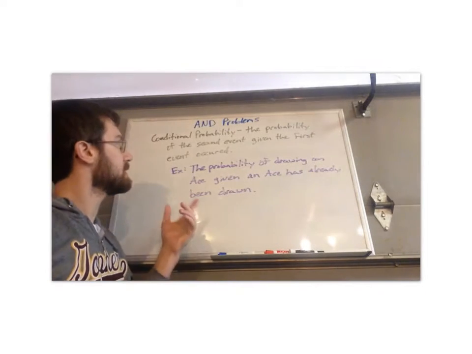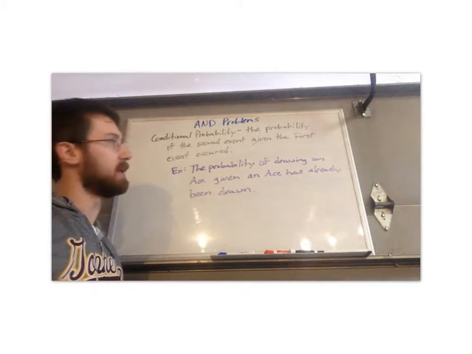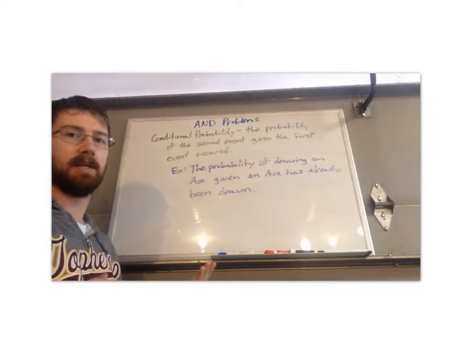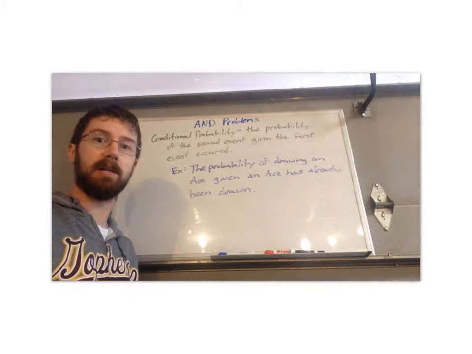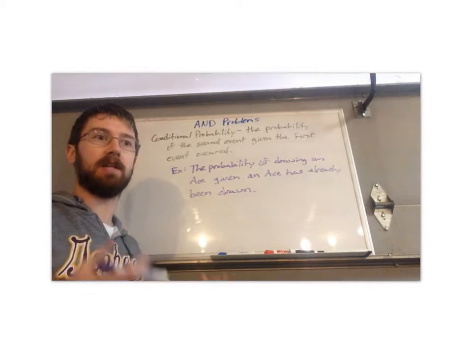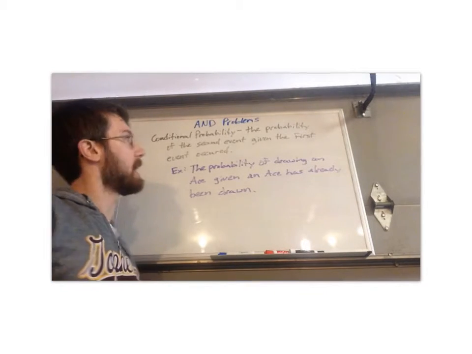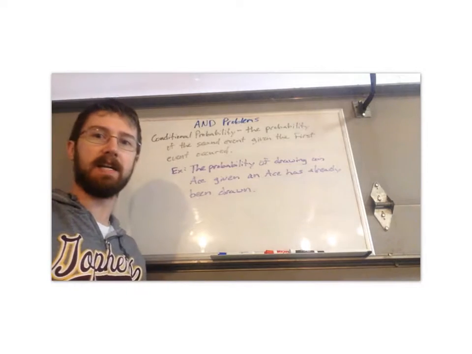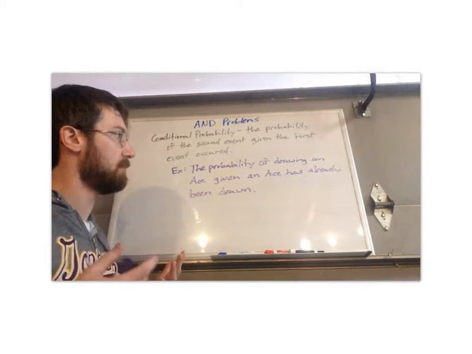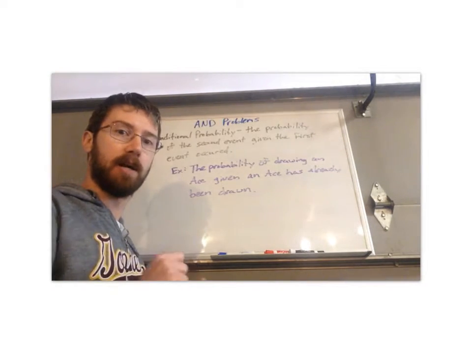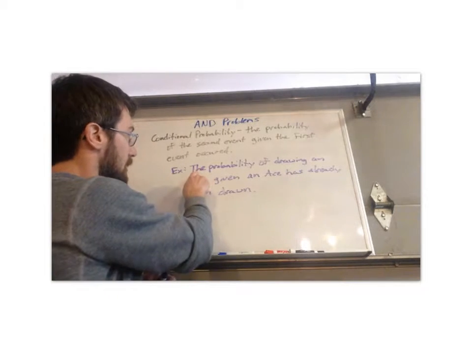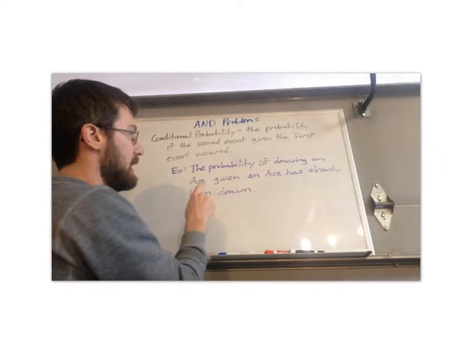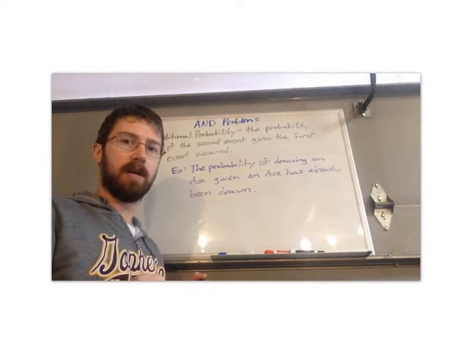All right, so our last thing is conditional probability. Conditional probability is the probability of an event with the condition that something else has already happened. So the probability of the second event given the first event actually did occur. For example, if we go back to the drawing an ace example, the probability of drawing an ace given an ace has already been drawn.